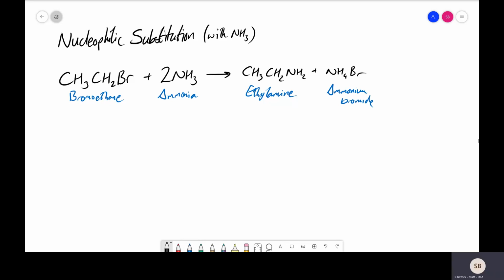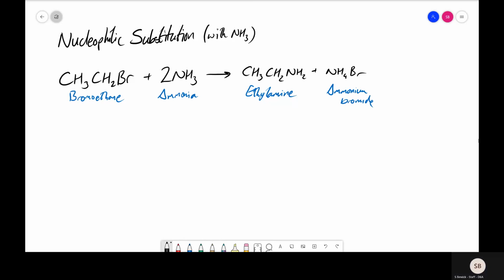And then the second thing to notice is when we did it with a hydroxide or cyanide, it was a 1-to-1 ratio. One of the halogenoalkanes reacted with one of the hydroxide ions. This time, one of the halogenoalkanes reacts with 2 ammonias. So just by looking at that, it should tell you something odd has happened. Something is different. It's not the same mechanism perfectly. There's something else going on.